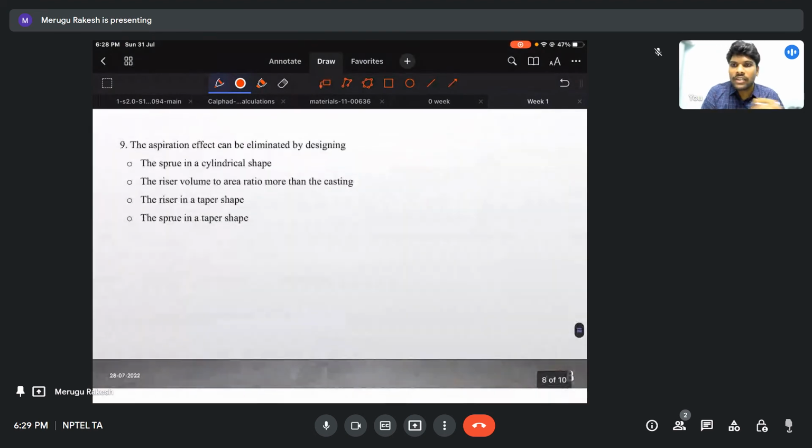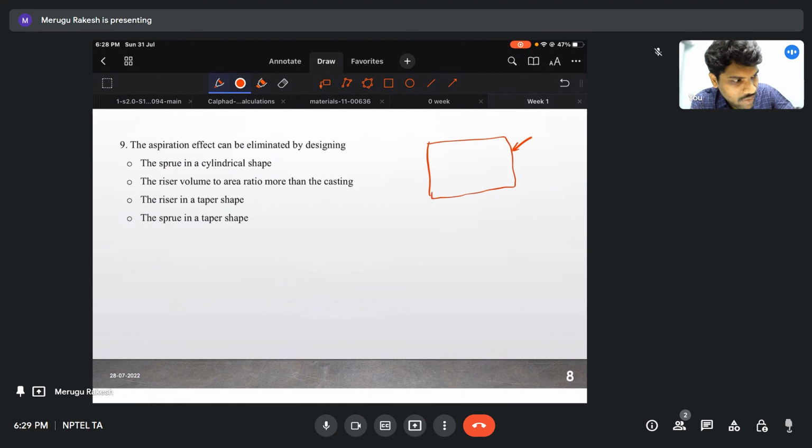So next question is that the aspiration effect can be eliminated by designing. So as I explained earlier, what is this aspiration effect? If we have any mold which is made of sand, it will have some permeability, meaning the gas can enter inside. Because the sand particles are like this, there will be some small gap in which the air can enter. We have this permeability index, permeability value also.